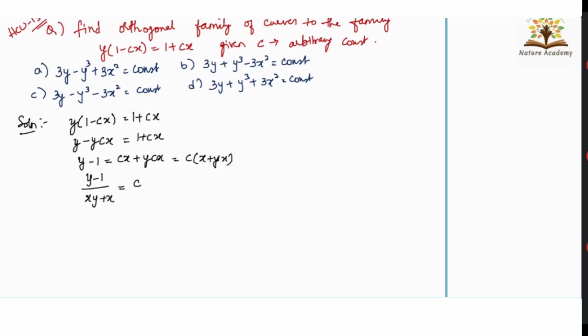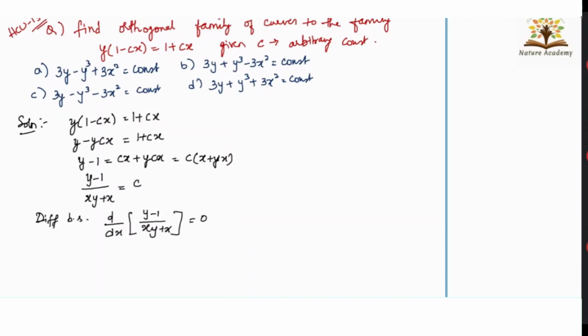Now my motto is, if I differentiate this equation, my c will become 0 because it is a constant. So that is why I had to do these steps. Now you find the differential equation. Differentiate both sides. So you will get d by dx of (y minus 1) by (xy plus x) equal to 0. Okay, so this thing is ready.